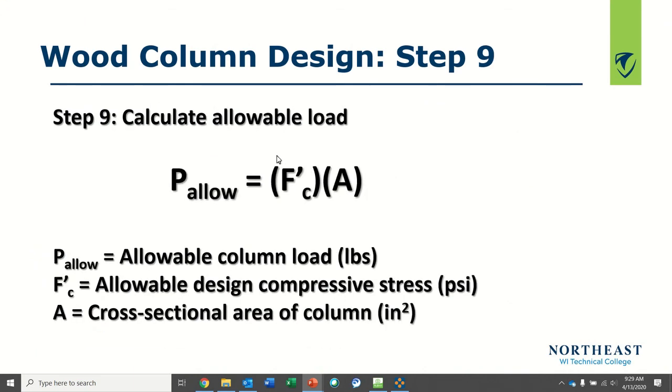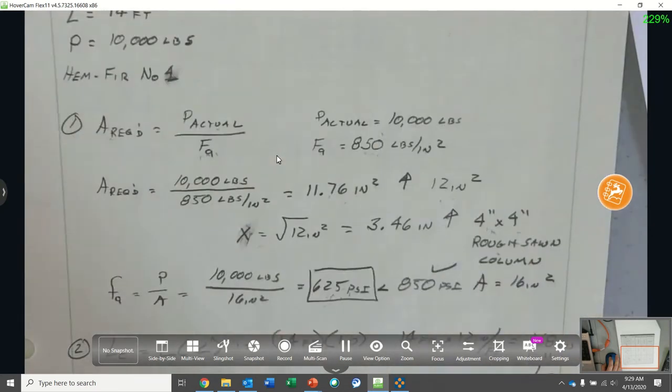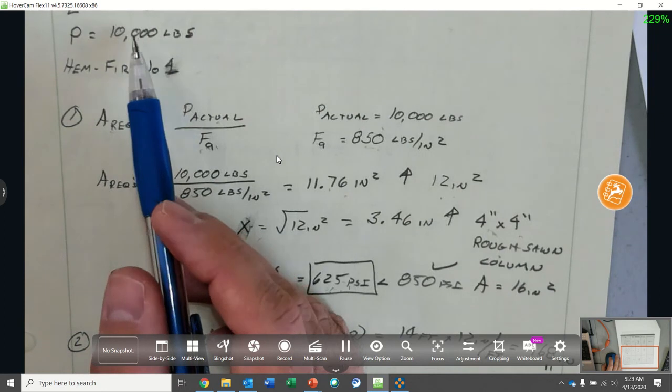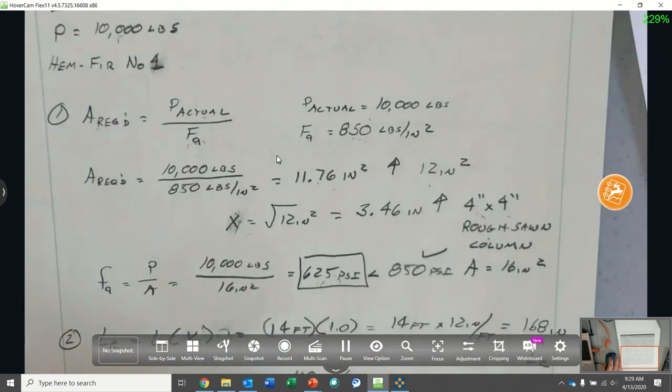So now step 9. This is a good thing I held this, because I knew we would figure this out later. Step 9, now calculate the allowable load. P allow equals my final adjusted allowable compressive stress based on all the load factors times area. But don't we have to design? Don't we know our load has to be 10,000 pounds? This is a given value, so don't we want to back calculate an area now?